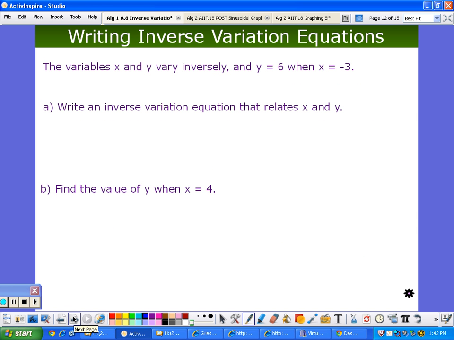All right, here's another kind of question you might see. The variables x and y vary inversely. Now at this point, we know about two different kinds of variation. I always box them, circle them, do something. When y is 6, x is negative 3. Write an inverse variation equation. Well, how do I find k? K is x times y, right? X is negative 3, y is 6. I'm getting negative 18 for k. So what's my equation?